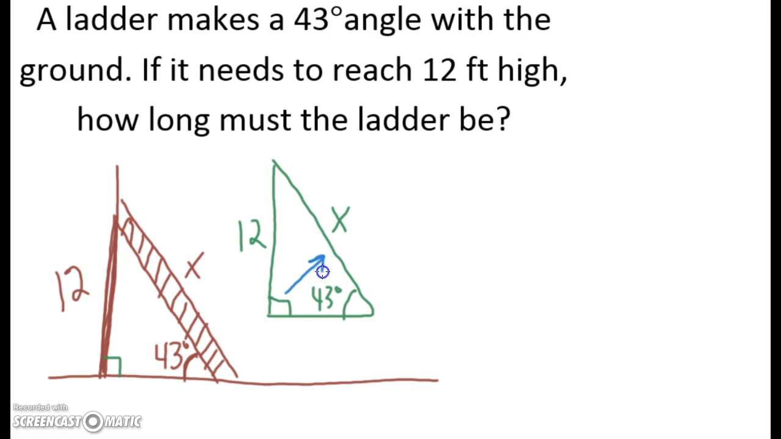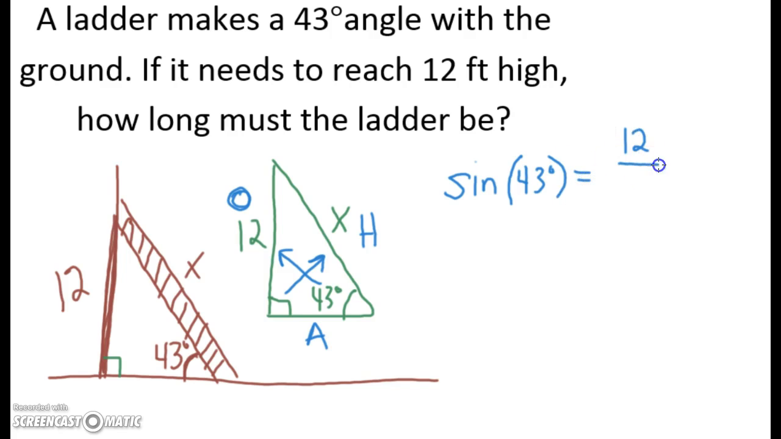So this side is H, the hypotenuse. This side is O, opposite from the angle I was given, and this side would be A, adjacent. All right, so in this problem, it looks like I have O, and I'm trying to find H. So what trig ratio uses O and H? Well, that's sine. So I'm going to say the sine of my angle, which is 43 degrees, is equal to O, which is 12, over H, which is x, what I'm solving for.